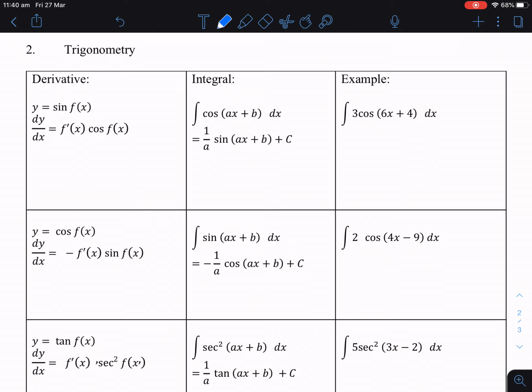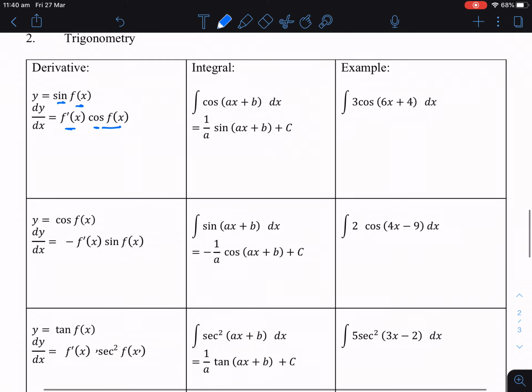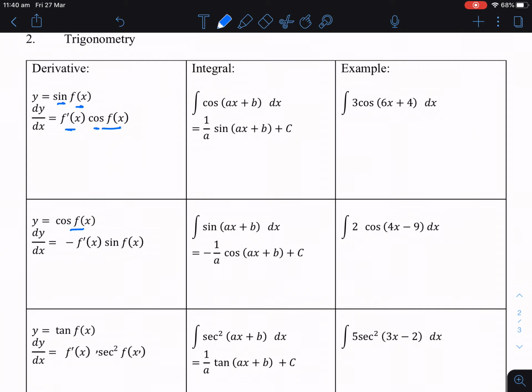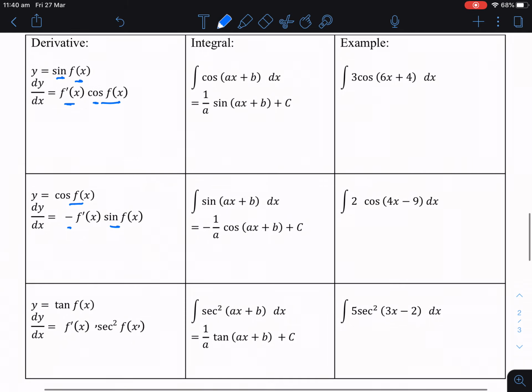So the derivative of sine becomes cosine, but because of the function there, we keep the cosine of the function, and we multiply by the derivative of the function. So it's a version of the chain rule. The same thing for cosine: the derivative of cosine becomes negative sine with the derivative of the function, and tan of the function becomes the derivative of the function times secant squared of the function of x.